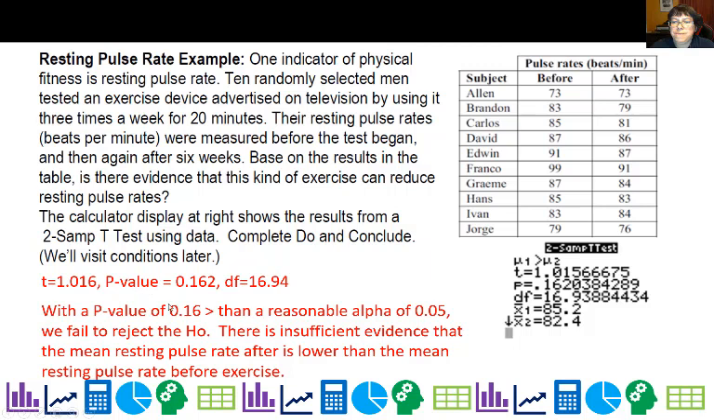So looking at our p-value here, we can see that it's not very low. In fact, it's greater than a reasonable alpha of 0.05, so we're going to fail to reject our null. There's insufficient evidence that the mean resting pulse rate after is lower than the mean resting pulse rate before exercise.